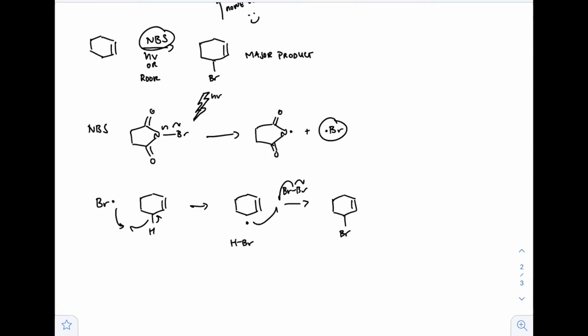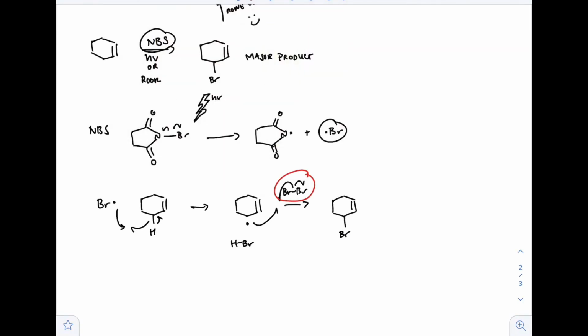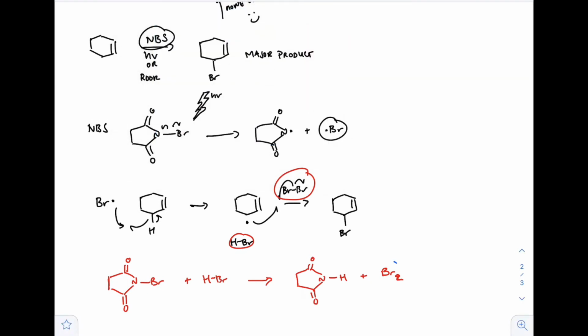And okay, so here's the thing, right? Where did the Br2 come from is the question, right? And that's again where the NBS comes into play. So we have NBS right here, and then HBr, which we got from this step right here, the formation of the HBr after we remove that hydrogen atom. And the NBS in the presence of HBr actually gives you a little swoop-de-swoop, and you get the N-H bond and Br2 forming. And so that Br2 is then used in the final step to make that allylic bromide, right?